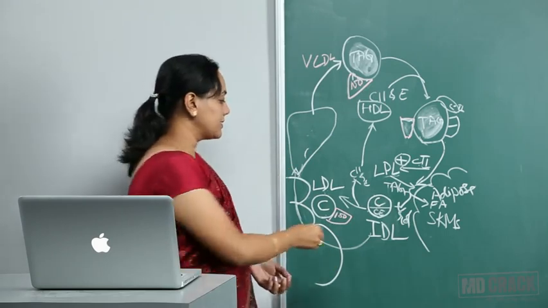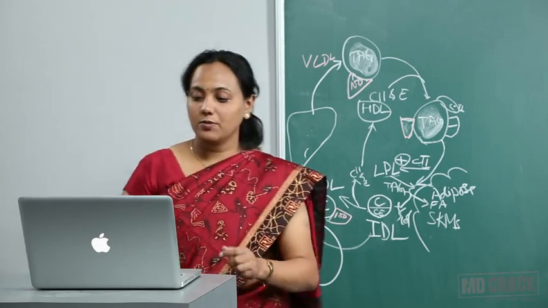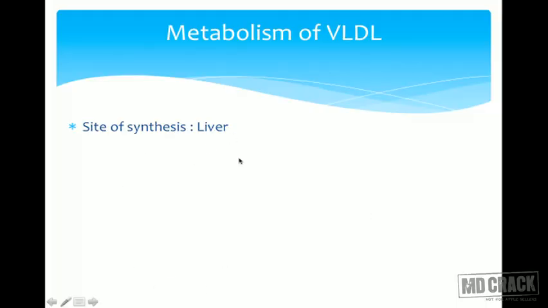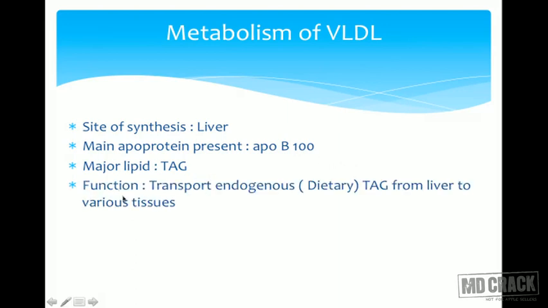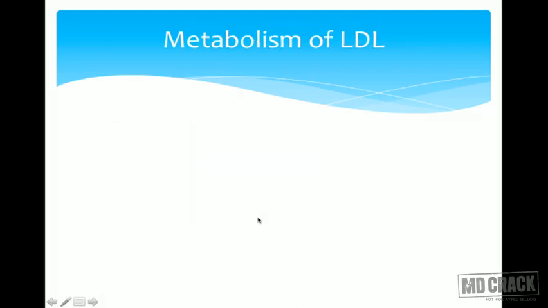Which is the apoprotein that is present? Only B100. So let us talk about this. Now metabolism of liver VLDL: it is synthesized in the liver. ApoB100 is present. Nascent VLDL is formed, and then mature VLDL is formed. The major lipid is triacylglycerol. It transports endogenous triacylglycerol from the liver to the various tissues. It is not dietary, compared to the dietary triacylglycerol that is carried in chylomicrons. This is endogenous, non-dietary triacylglycerol from the liver to various tissues. Metabolism I have shown to you.